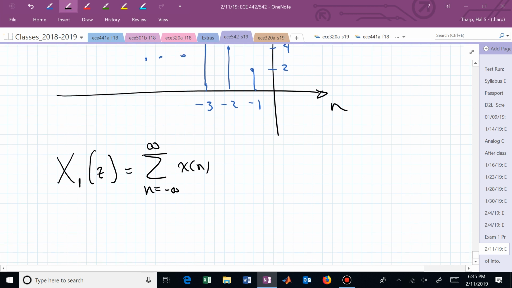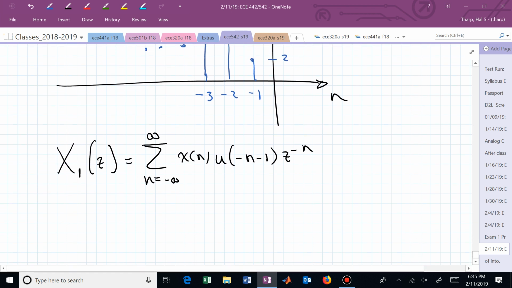Or if I really wanted to get you nervous, I might say it's that, where U is a unit step. U is just a switch. And when is U going to actually turn on X in that argument for this Z transform? When is U of minus n minus 1 going to have a value of 1? For what values of n?